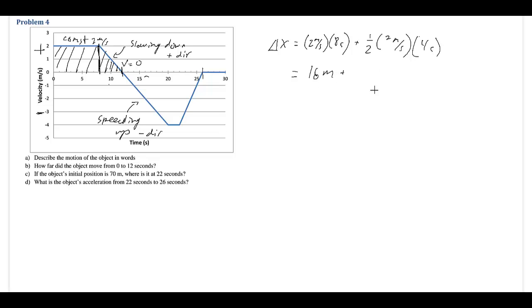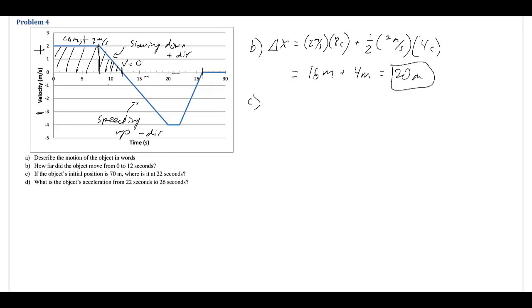Plus, that's a 16, plus 1/2 times 2 times 4, which is going to be 4 meters. Adding these two together, you've got 20 meters. That's your displacement. That's for part B. For part C, if the object's initial position is 70 meters, where is it at 22 seconds?